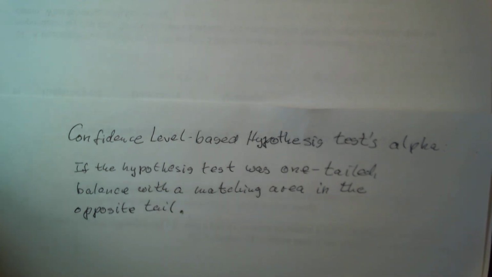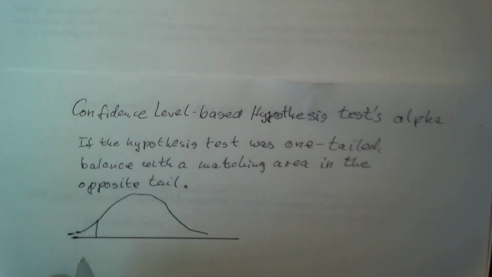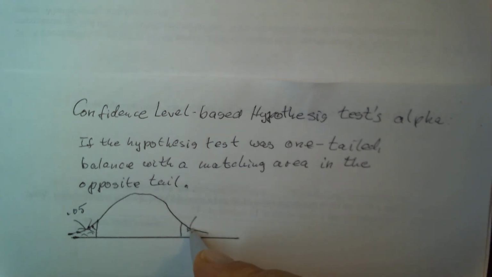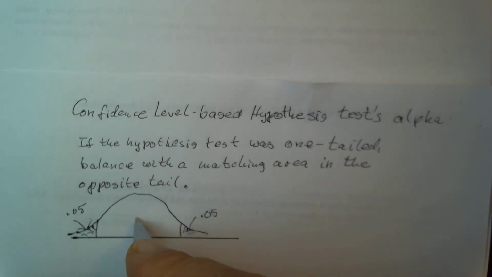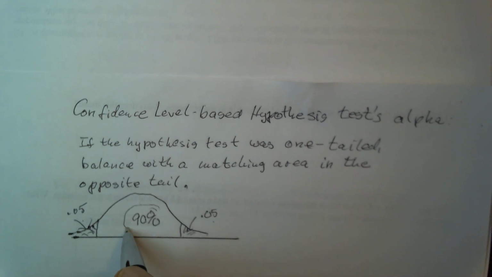So here's what this looks like. Let's say we have a left-tailed hypothesis test. So here's our alpha. Let's just say it's 0.05. What it means is we have to balance it with the 0.05 level on the other side, on the opposite tail. That means in the middle we have 90%. So in other words, we use a confidence level based on the area remaining between the two balanced tails. So if this was 5%, we balance it with 5% on the other side, and that gives us 90% in the middle.